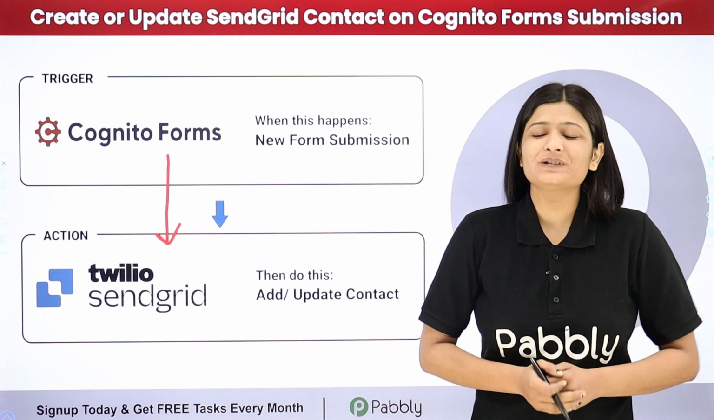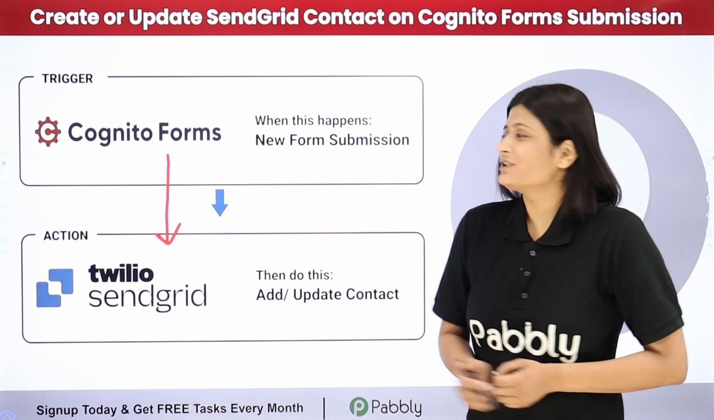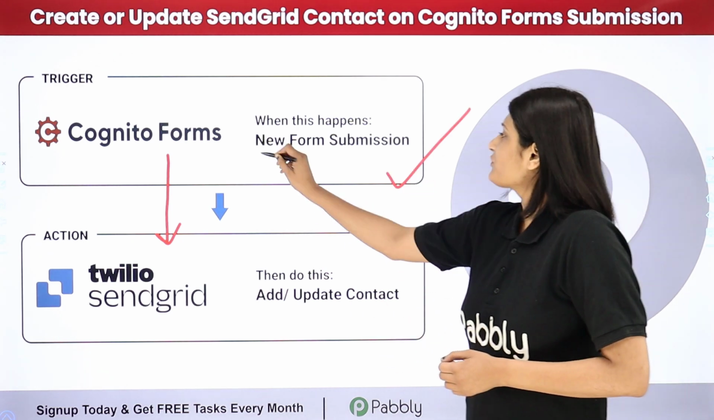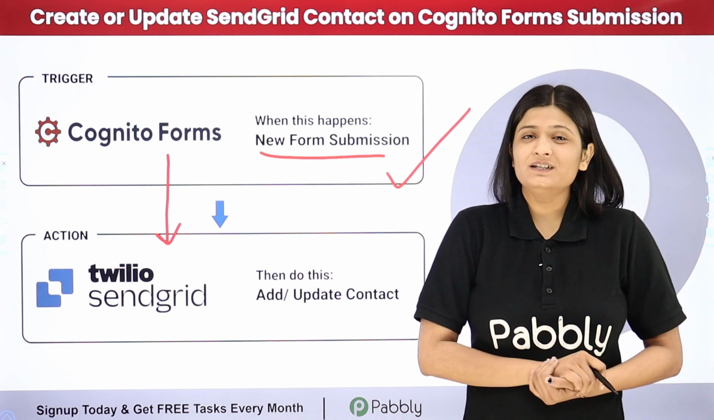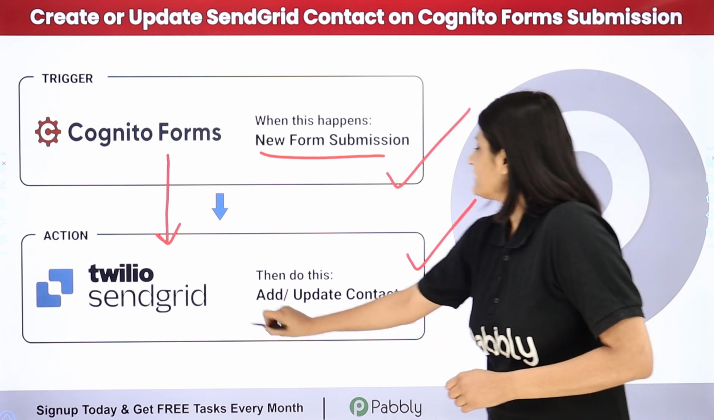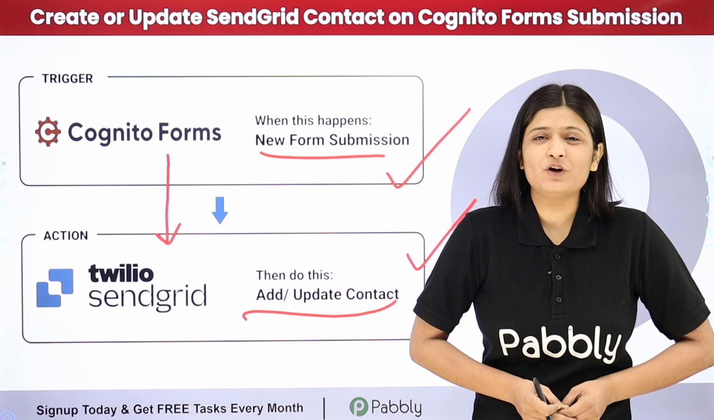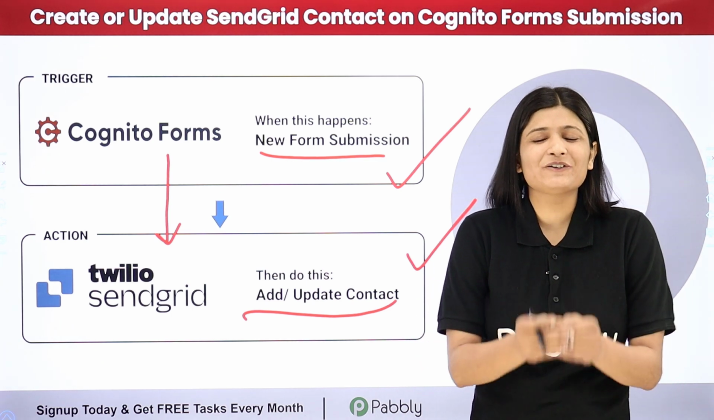Pabbly Connect runs on two principles, which is trigger and action. Here as my trigger application, I am going to take Cognito Forms from where I will receive new form submission, and then in my action application, I am going to take SendGrid where this contact will be created automatically. If you want to learn this amazing automation step by step, then let me take you all to my screen.